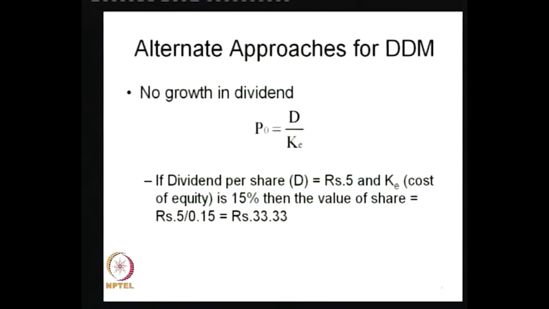If you look at this example, let us say the dividend per share today is rupees 5, and since the dividend is not going to grow, it is going to remain constant till infinity. The cost of equity is given as 15%, so the value of the share is nothing but 5 by 0.15, which comes to rupees 33.33. This is the value, assuming rupees 5 per share and no growth in dividend.